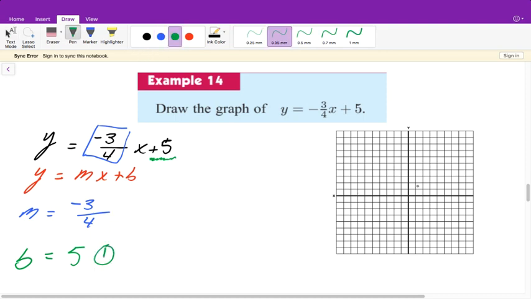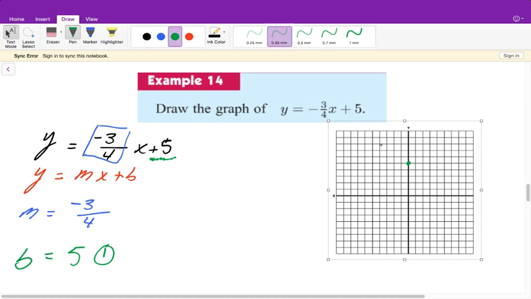That's what we start with first. So here's our origin where our two axes intersect. And if we're moving where b is 5, we need to move up 5 spaces. So 1, 2, 3, 4, 5. All right, so here is my y-intercept.